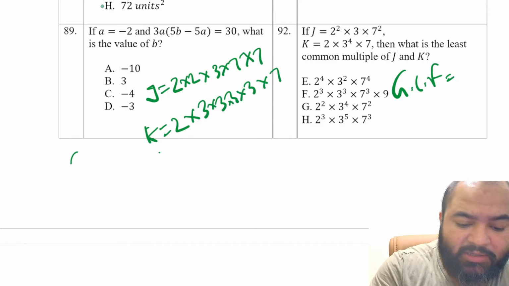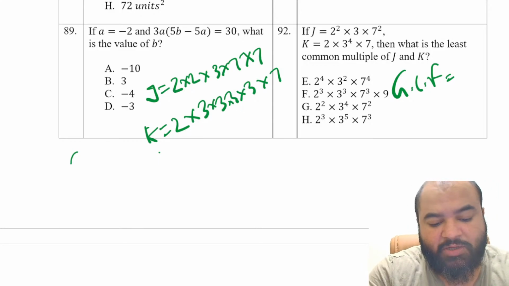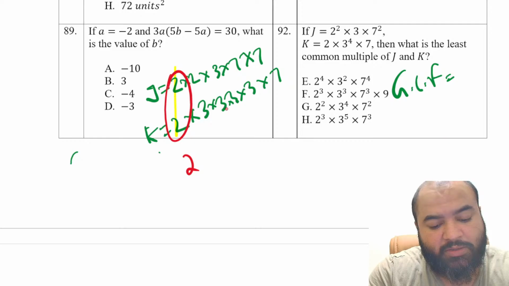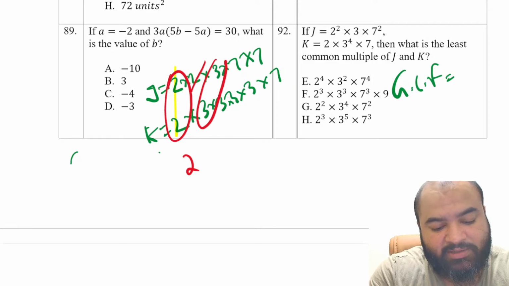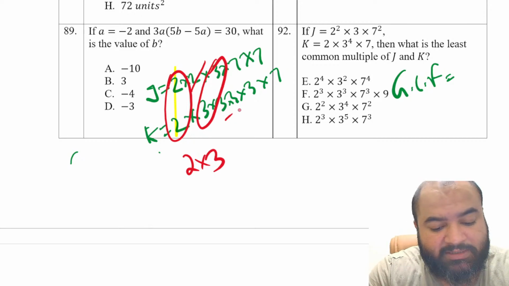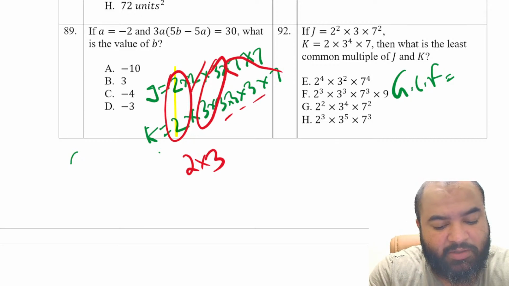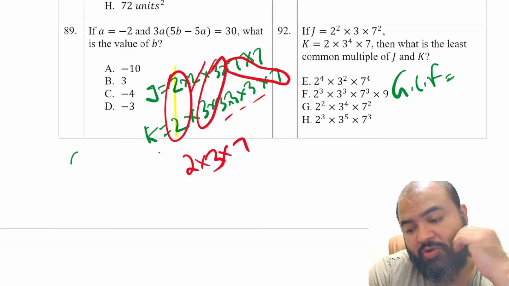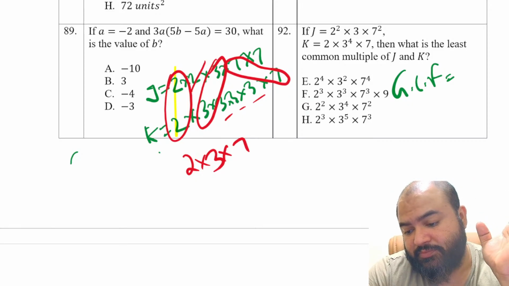and one 7. Now GCF only takes common. So I have a 2 and 2, these two are common, so I can take one 2. But I have another 2, which doesn't have anything common with the other one. There's a 3 and 3 that can be a pair. It's common. But these other 3's don't have a pair. 7 and 7. So this is GCF. It's only the greatest common. Okay.